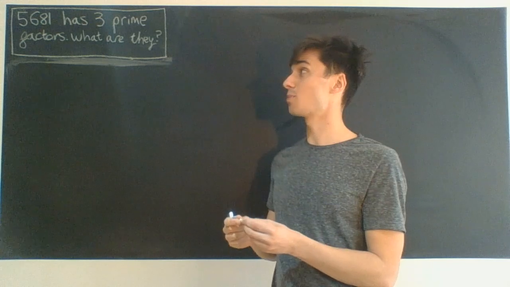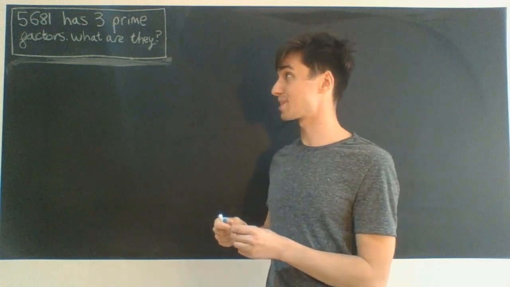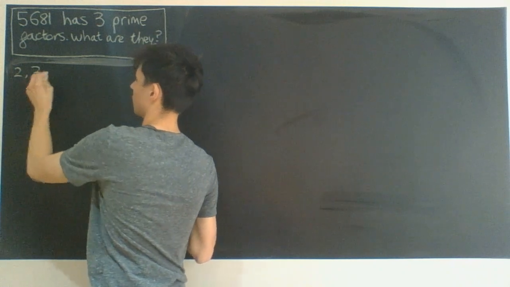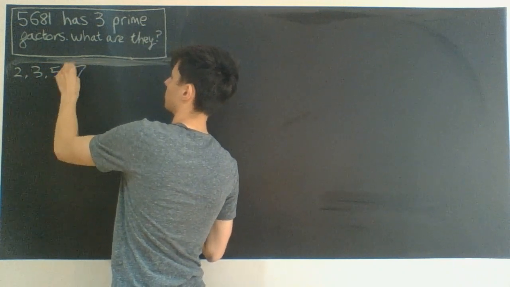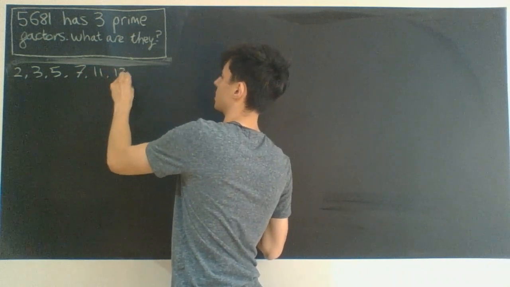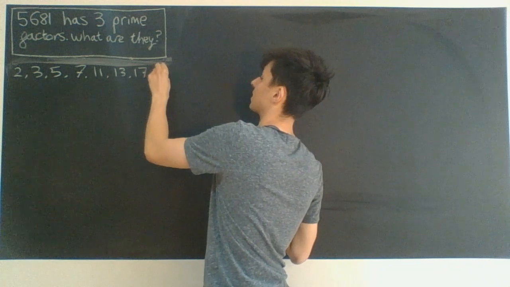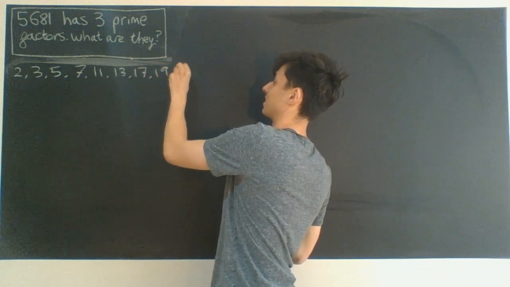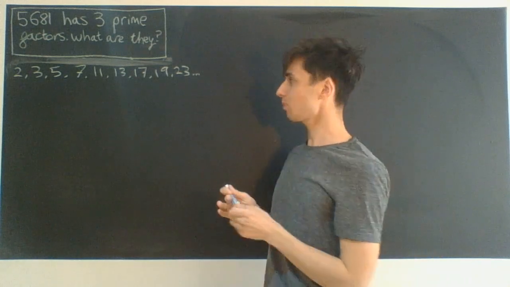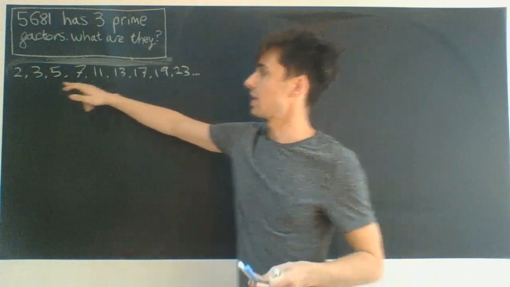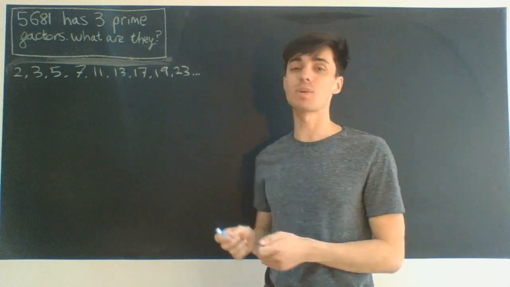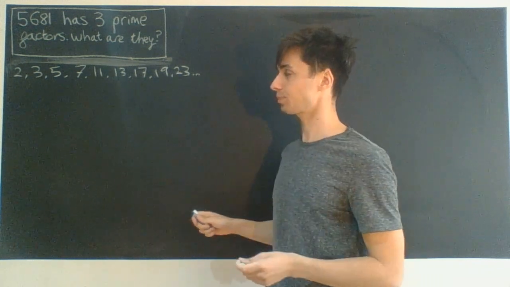So if we think of prime numbers which are small enough to be a reasonable size, we could have 2, 3, 5, 7, 11, 13, 17, 19, 23, and so on. And what we like to do is to go through this list, we can filter some out and see which numbers are left over at the end.